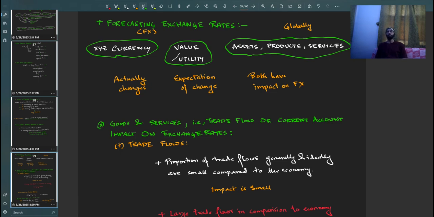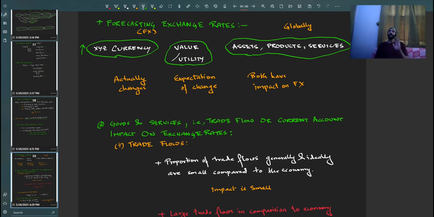So the currency is dependent on one thing. One thing is the quantity of assets, products and services that it is denominating. And the second thing is the value, or the change in the value or utility, that these assets, products or services have to offer, right? Now let's say, keeping the value constant, the amount of assets, products and services denominated in this currency goes up. The amount of money supply is constant, the value is constant, the amount of assets, products and services goes up. So obviously this currency, XYZ currency, will go up, it will strengthen.